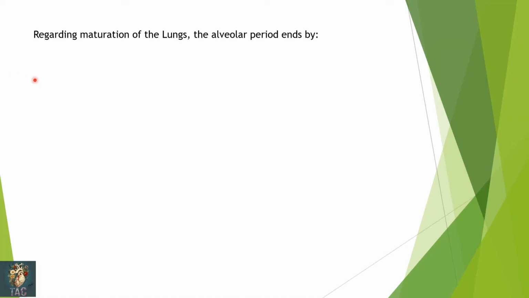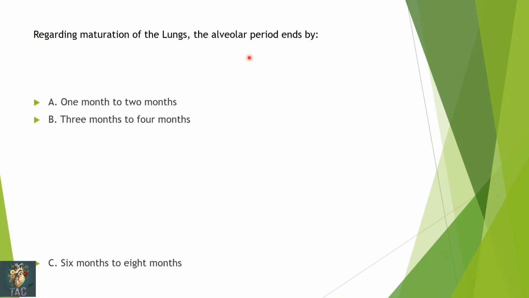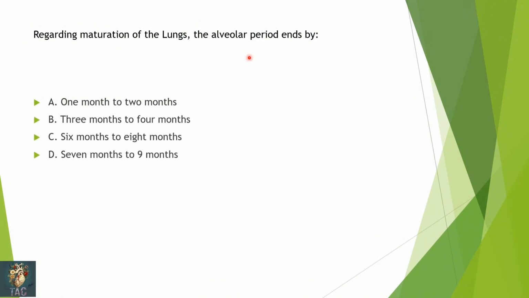Next is regarding maturation of the lungs. The alveolar period ends by 1 month to 2, 3 to 4, 6 months to 8, 7 months to 9, or 8 months to childhood, and this is the answer because the alveolar period continues after birth till about 5 years of life, and this is the period when maturation of the lung is continuous, and it is the correct option.